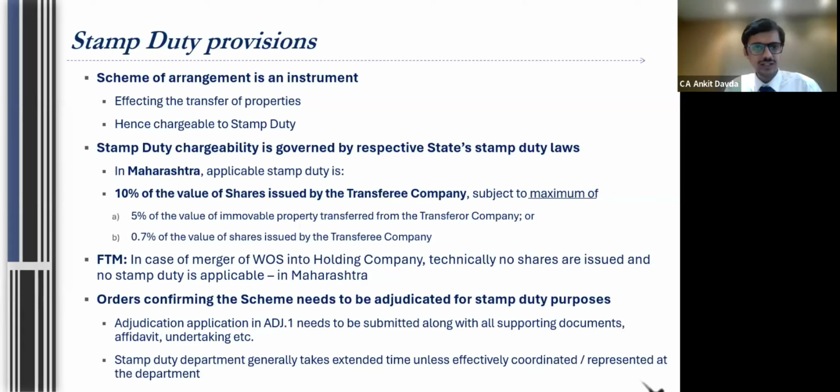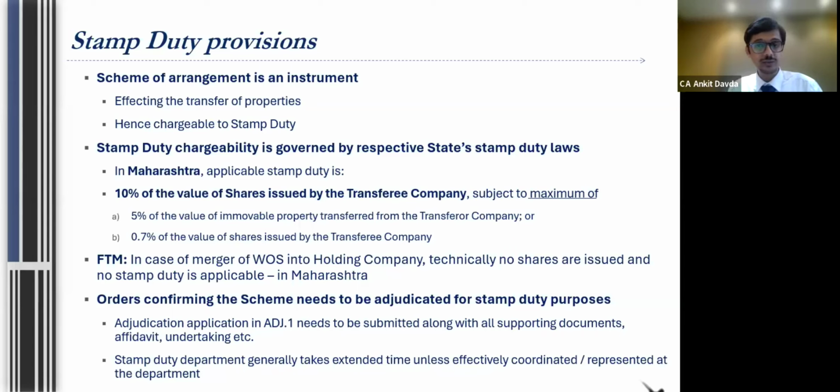As far as the procedural part is concerned, there is the ADJ1 adjudication form which needs to be filed. In terms of timeline, whenever there is an order of RD or NCLT, you need to file the scheme, the order of the authority, along with a certified copy of the scheme with the stamp duty authorities, along with some supporting documents like affidavit, undertaking, valuation report, and financial statements. Generally, as we have observed in Maharashtra, the stamp department is very lacking and very inactive. Even if you file an application, you will not get any response for months and years, so you will have to effectively coordinate and get the work done.